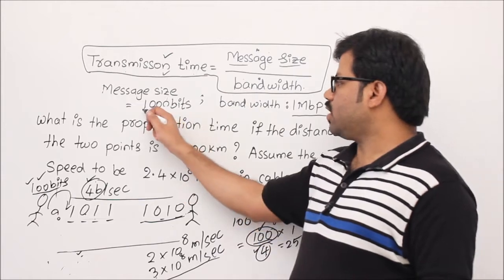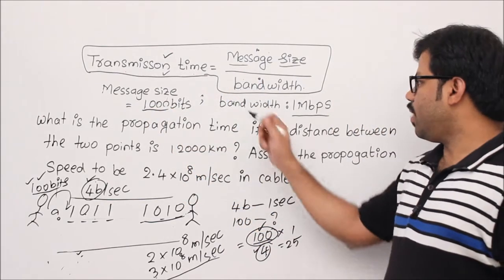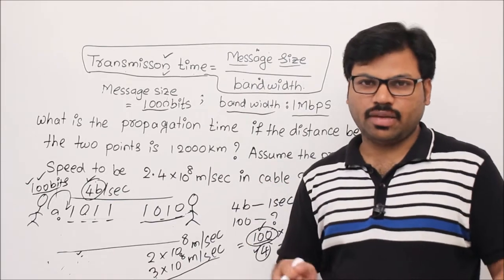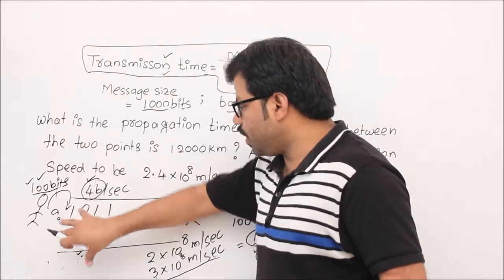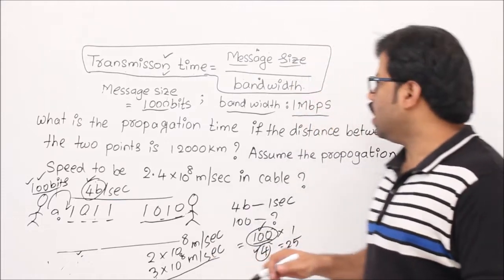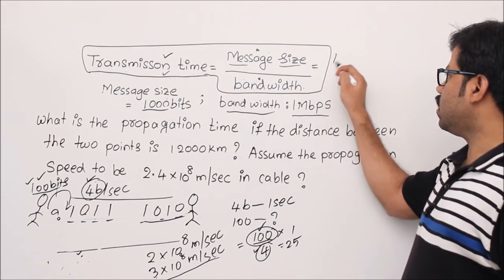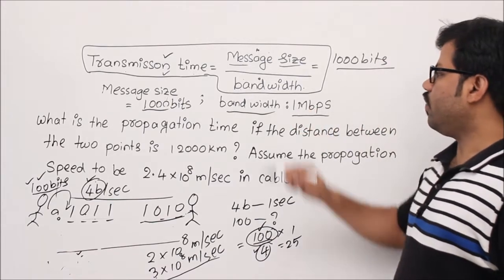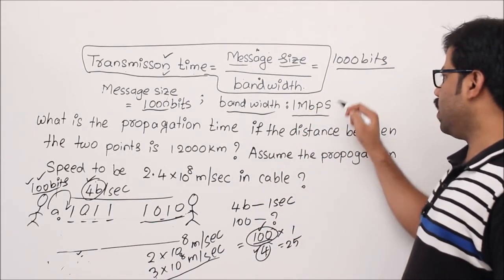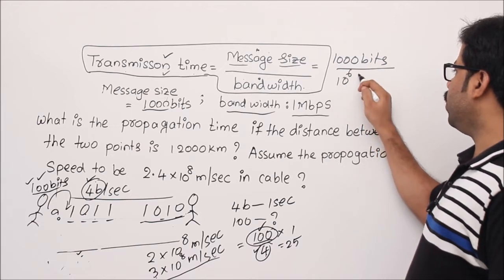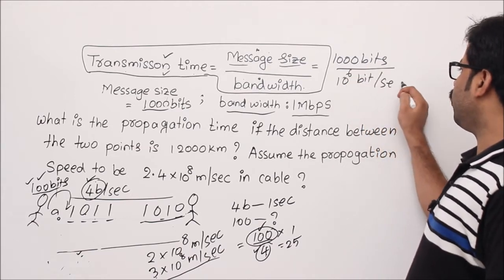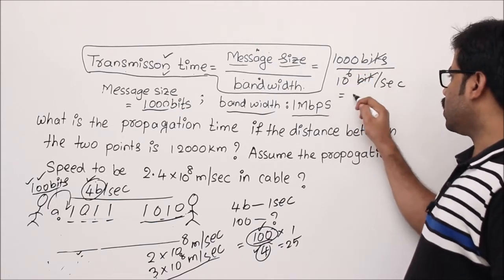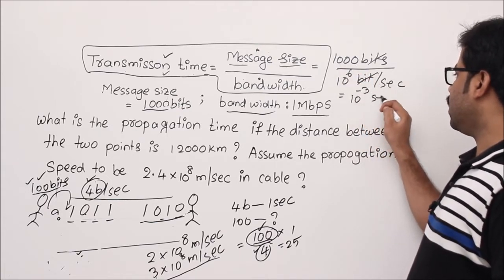We'll see one example. Let's say you have 1000 bits and the bandwidth of that line is 1 Mbps. Then what is the transmission time for keeping all those bits into this channel? For that, the formula is message size, 1000 bits, by bandwidth. Bandwidth is nothing but 1 Mbps, 10 to the power of 6 bits per second. Now if you cancel bits and bits, then you get 1000 by 10 power 6. It will be 10 to the power of minus 3 seconds.